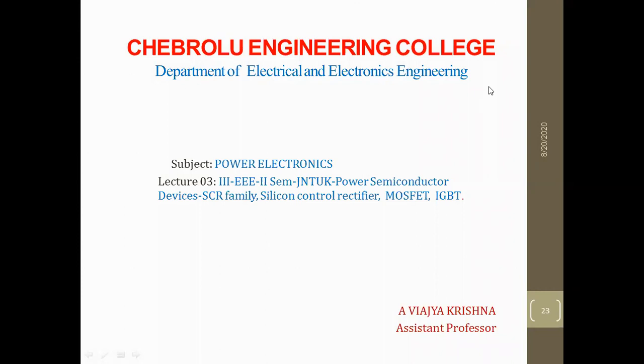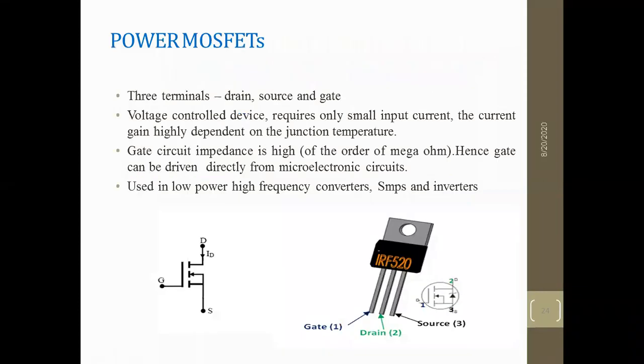Today on power electronics, we will learn about the MOSFET, that is, the metal oxide silicon field effect transistor. What is a power MOSFET? Before going to the power MOSFET, what about the BJT, that is, the bipolar junction transistor?